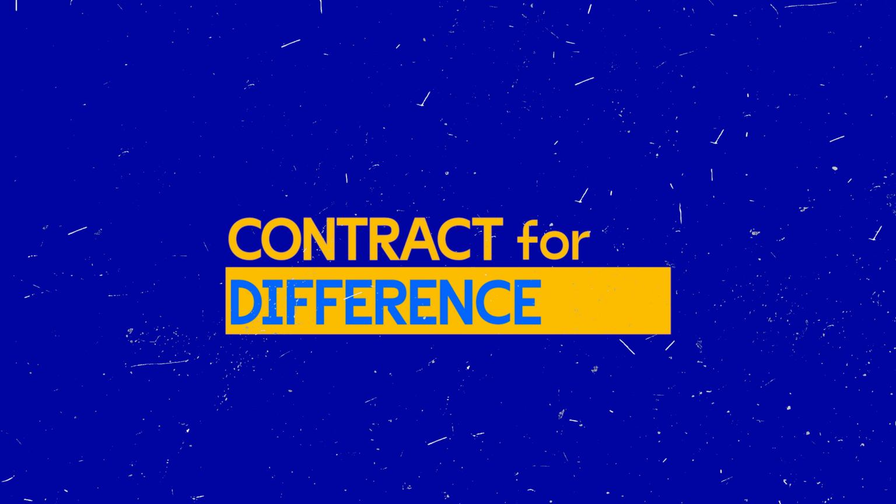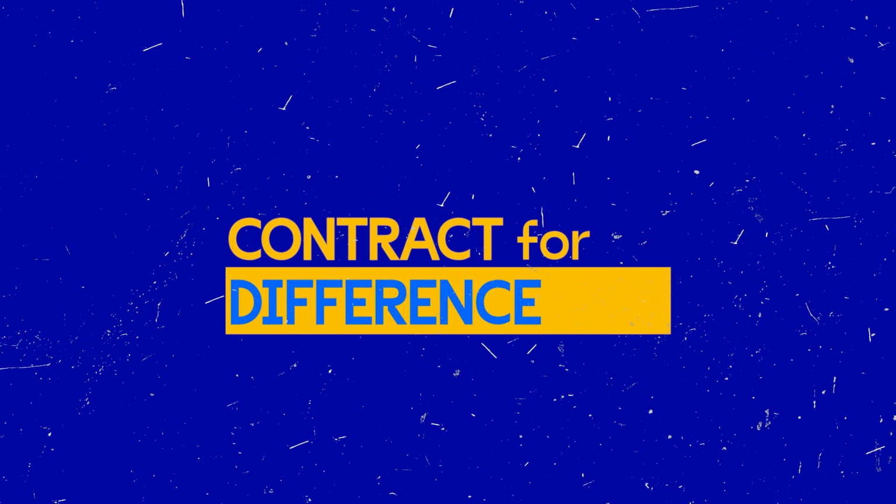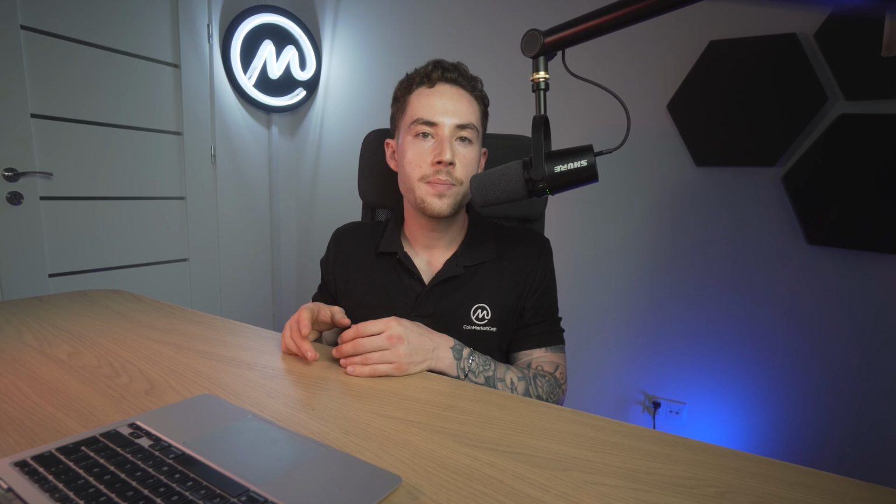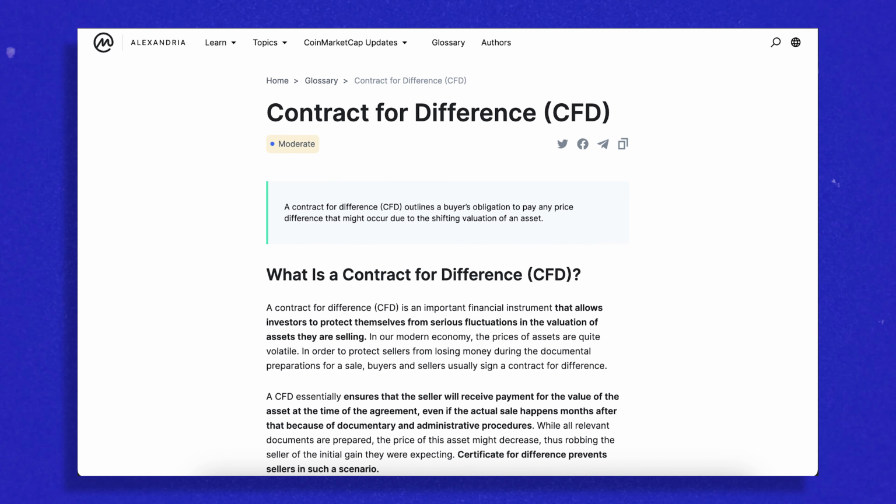Now let's talk about contract for difference. A contract for difference, or CFD, is a powerful financial instrument that allows traders to capitalize on cryptocurrency price movements by going either long or short. As the name suggests, CFDs are financial contracts that pay the differences in the settlement price between the opening and closing trades, hence contract for difference.